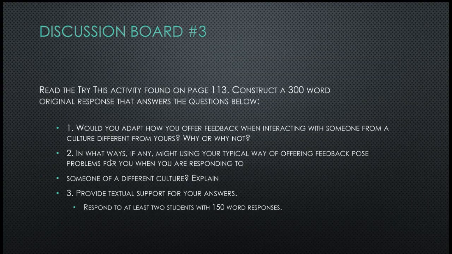As you look at discussion board number 3, it's important to know that we'll be doing the Try This activity found on page 113. To do that, you'll construct a 300-word original response that answers the questions below. The questions you need to answer are listed here. It's also on Blackboard. We're looking at cultural differences in speaking to one another, offering feedback, and interacting with somebody from a different culture.